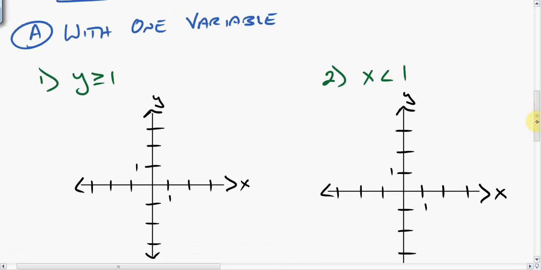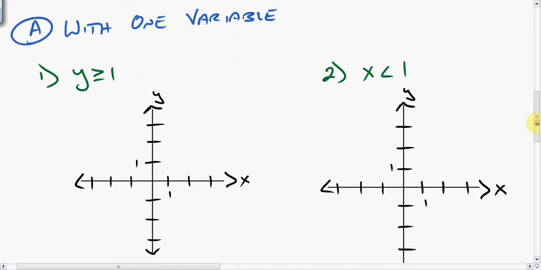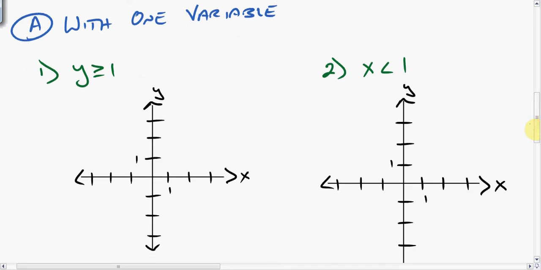When you only have one variable, you're either going to have a vertical line or a horizontal line. Vertical straight up and down, horizontal straight left to right. Okay, so a nice rule of thumb is when you only have one variable in your inequality, or the same rule would be for an equation with one variable, is plot your point on the axis of the variable given to you.